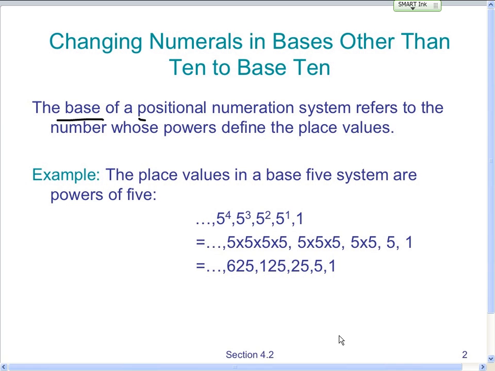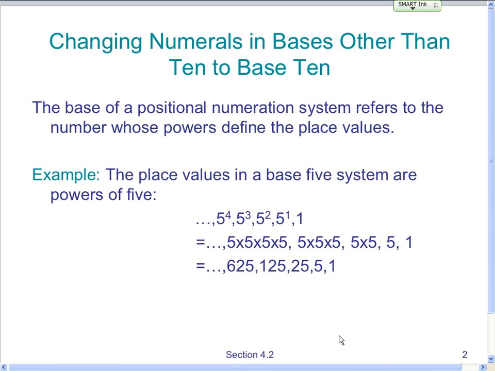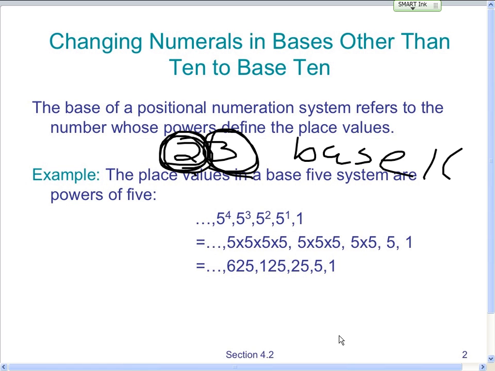The base of a positional numeration system refers to the number whose powers define the place values. And I know you're saying, what? What does that mean? So for example, for our regular number system, we would have the number 23. And what that means is 3 times 1 and 2 times 10. Since this, the 2 times 10, we say it's base 10.